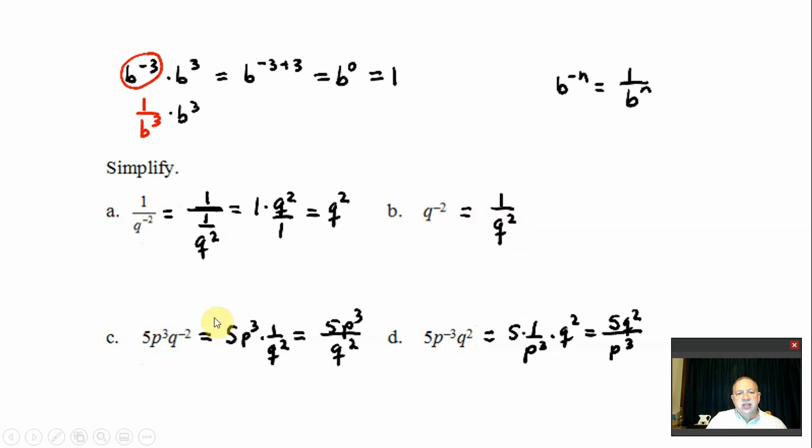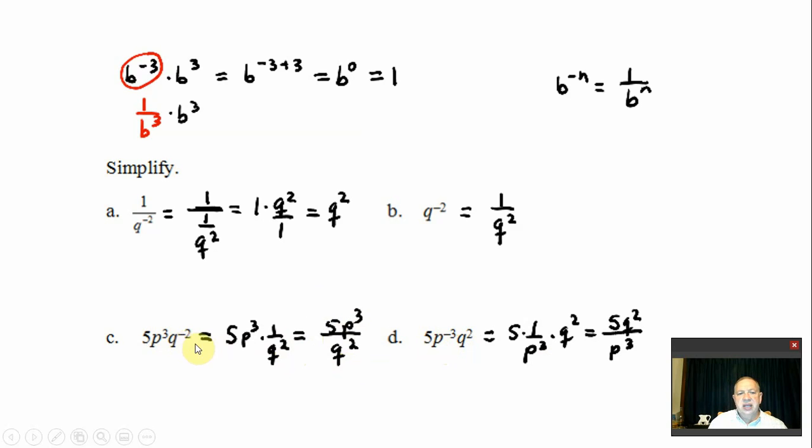So here I just want to represent this with all positive exponents. So I just represent 5p to the third. This is not anything common, so I can't do any cancellations here. I can't add the exponents, but I can take this q to the negative 2 and put it in the denominator. Numerator, 5p to the third, denominator, q squared.